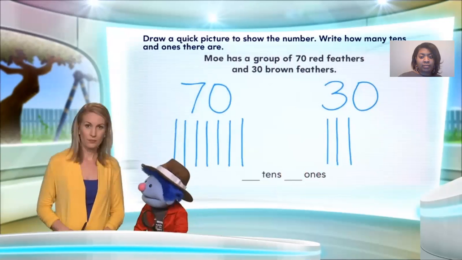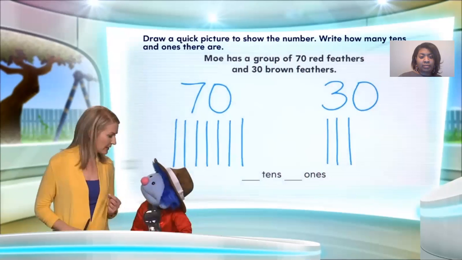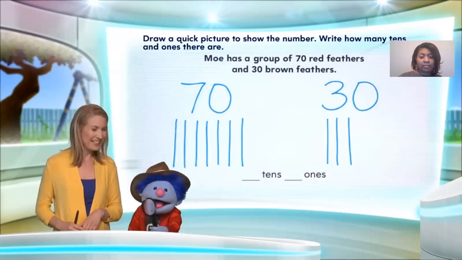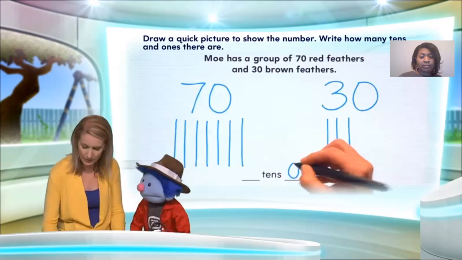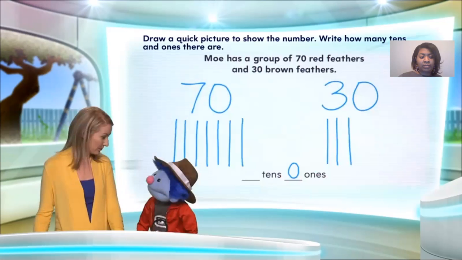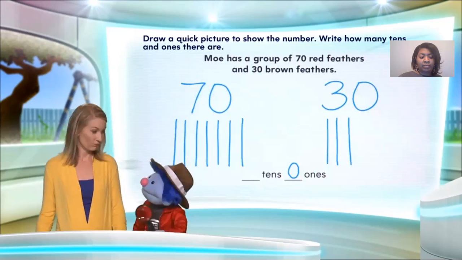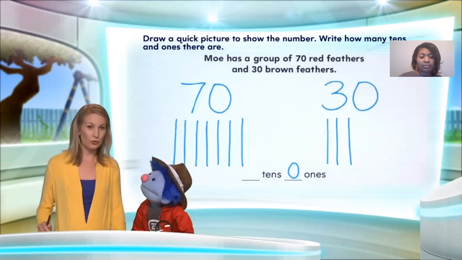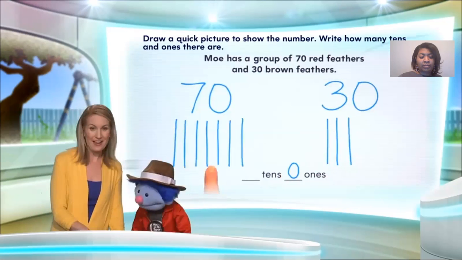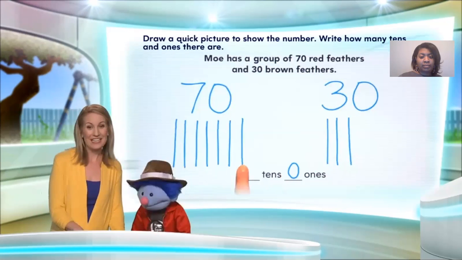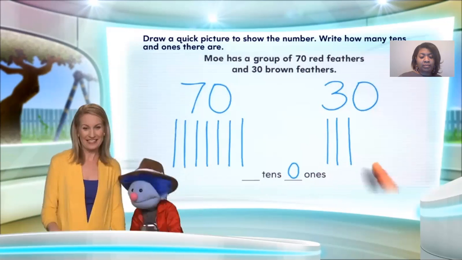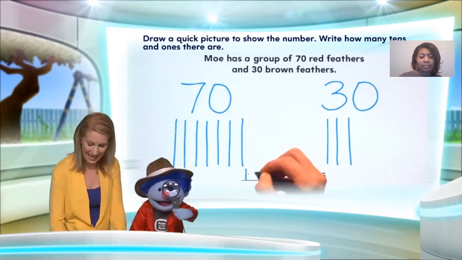So when we compare the 70 and the 30, how many ones do we have? We have no ones. So what number do we use to say no ones? That would be 0. That's exactly right. So we're going to write 0 ones. Perfect. Now, how many tens do we have? Well, we need to count them. We sure do. Let's do this together. 1, 2, 3, 4, 5, 6, 7, 8, 9, 10. There are 10 tens.